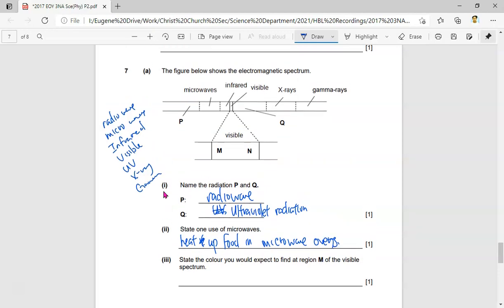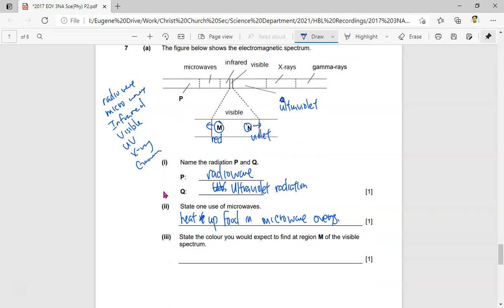Now in part 3, it says state the color you expect to find at region M of the visible spectrum. M is on this end, N is on the other end. Just take note, Q is your ultraviolet. In the visible light spectrum, M is closer to infrared, so the color you expect is red. N is closer to the region of ultraviolet, so I would expect the ending of the visible light spectrum to be violet. So for region M, the answer is red. But if they ask for N, then of course the color will be violet.